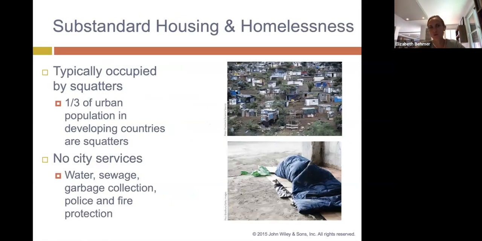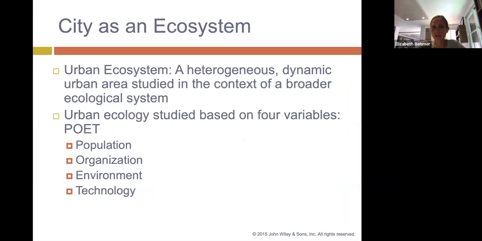Substandard housing and homelessness. Cities are typically occupied by squatters, where a third of the urban population in developing countries don't really have a place to live. And there are no city services for these people. Water, sewage, garbage collection, police, and fire protection are very limited in these areas. So you start to form very poor sections of the city as well.